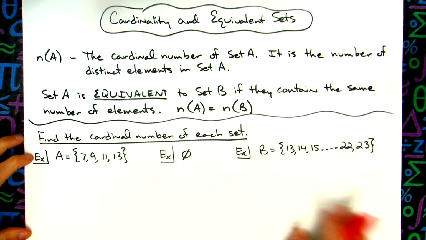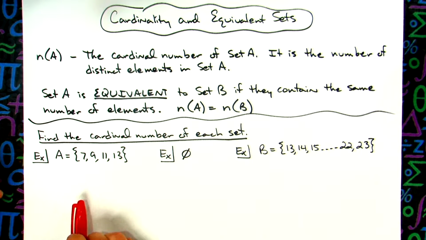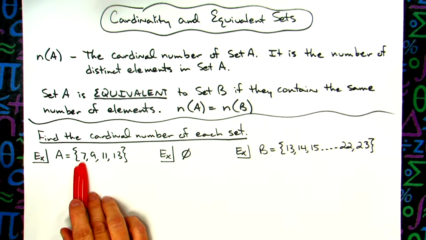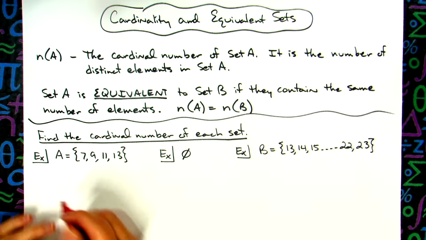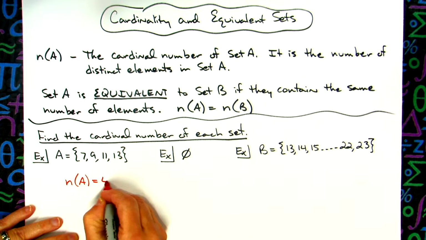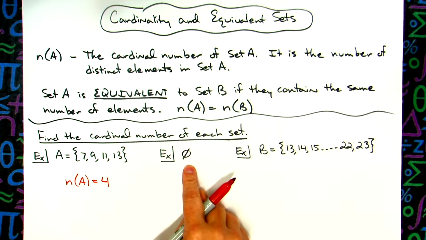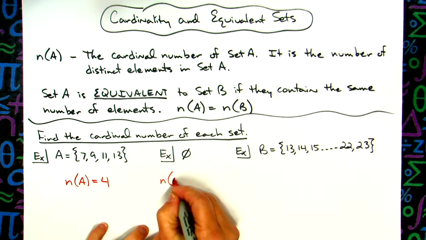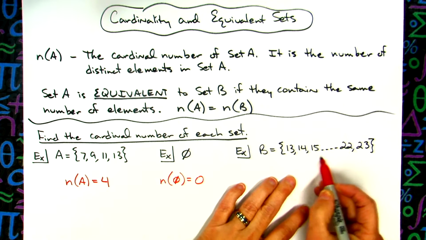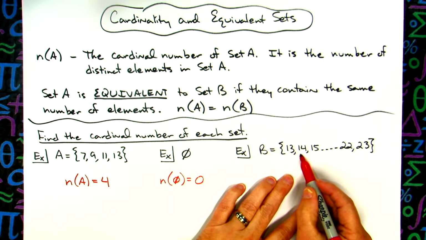So we're just going to focus on three real quick examples here on just finding those cardinal numbers. If I want the cardinal number of set A, all I have to do is take a look at my set. There are 4 unique elements in set A, so that means the cardinal number of A is going to be equal to 4. In the second example, it's the empty set. The empty set does not contain any elements, so therefore the cardinal number of the empty set is going to be 0.